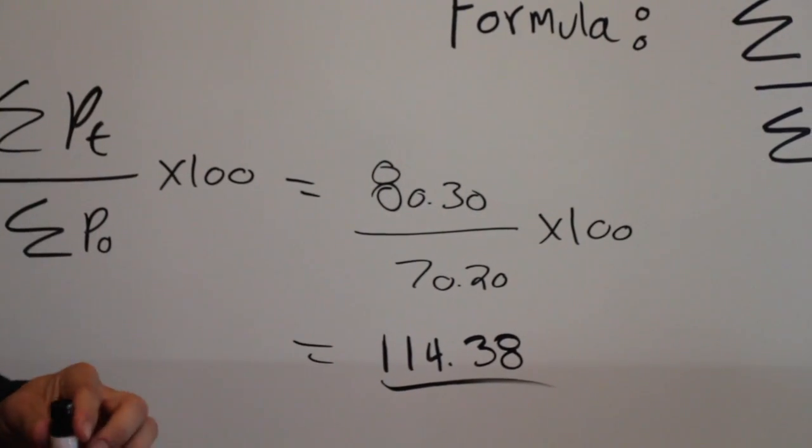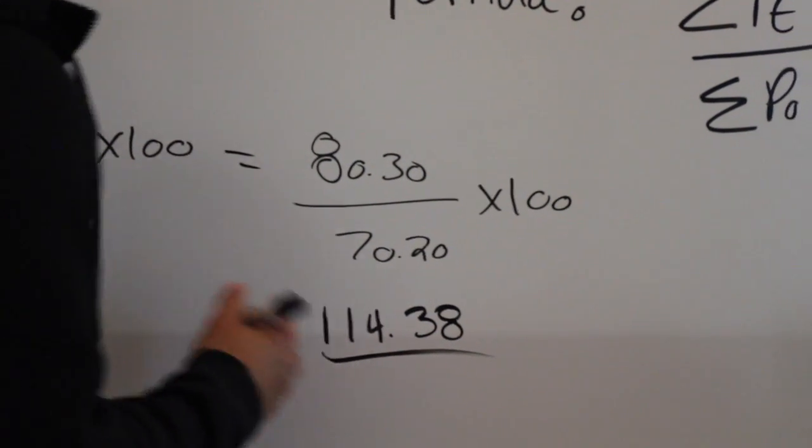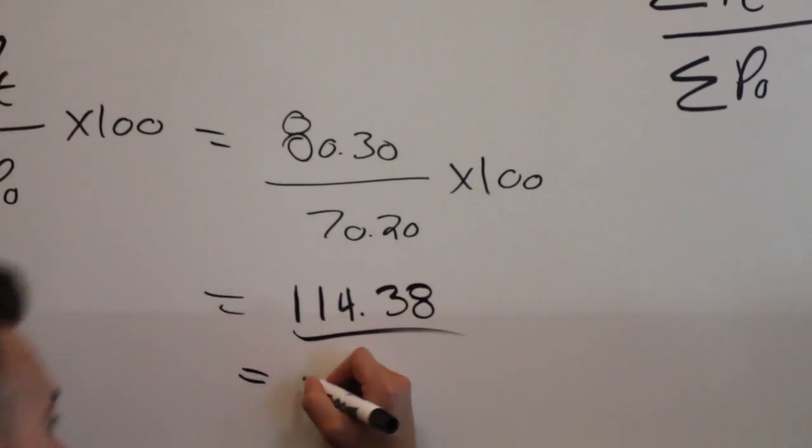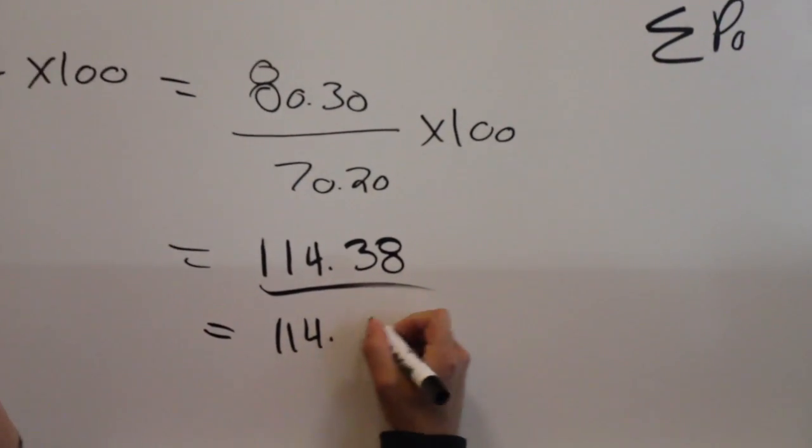So always remember to round to the first decimal spot. So instead of 114.38, it would be 114.4.